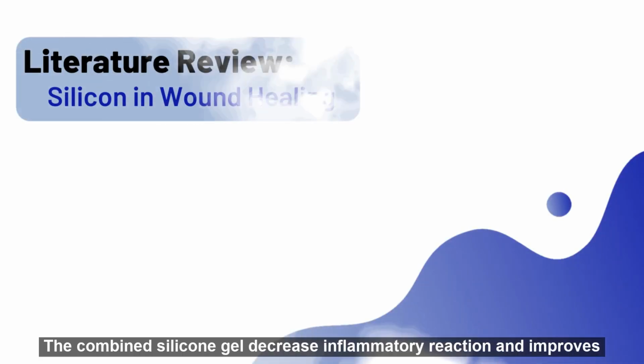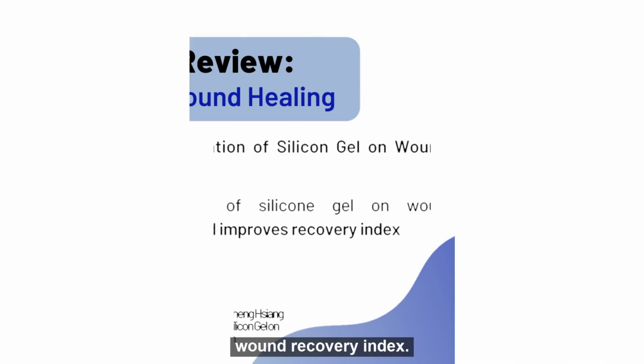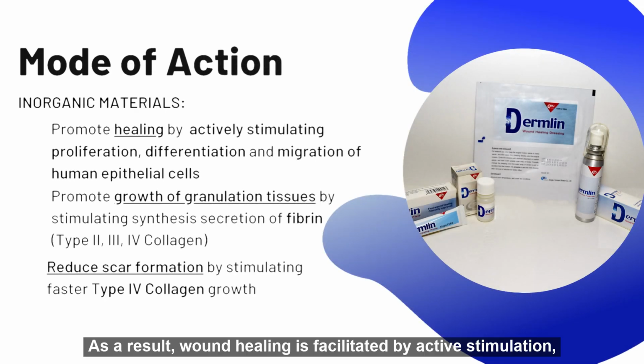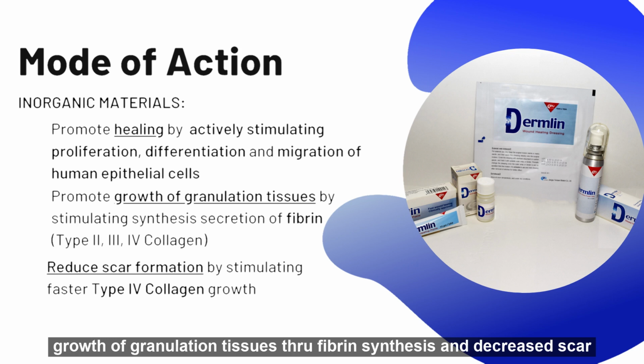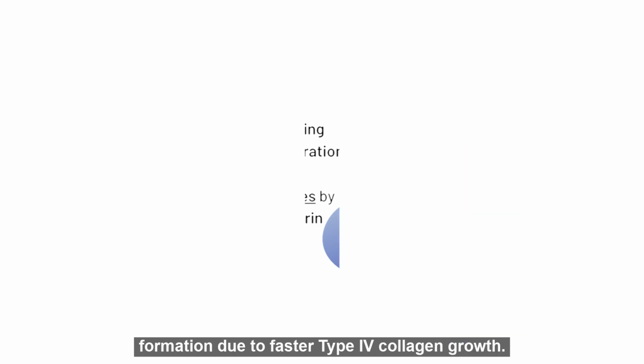The combined silicone gel decreased inflammatory reaction and improves wound recovery index. As a result, wound healing is facilitated by active stimulation, proliferation, differentiation and migration of epithelial cells, growth of granulation tissues through fibrin synthesis, and decreased scar formation due to faster type 4 collagen growth.